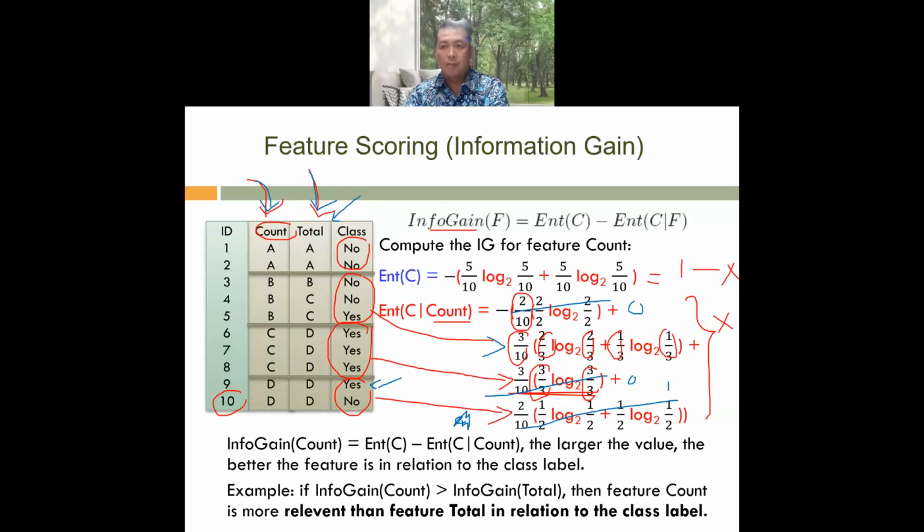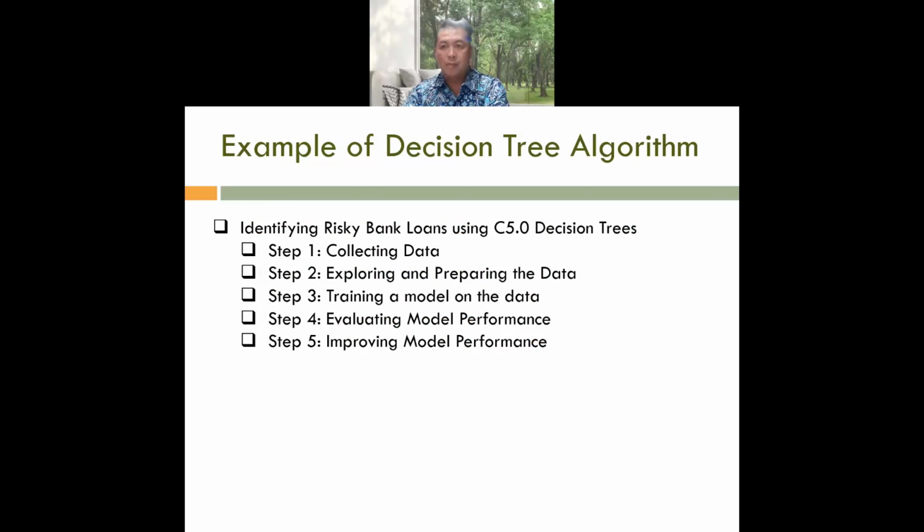Okay, so that's what happened in decision tree, how they decide to split the data. They use the IG to decide which feature and what value to be used to split the data. Okay? So how do we apply this in a real world application? In this one, we are looking at identifying risky bank loan.